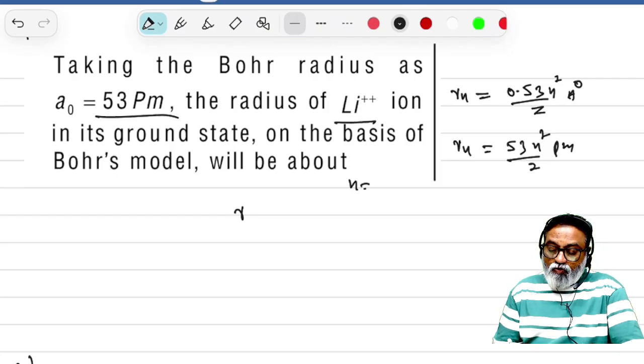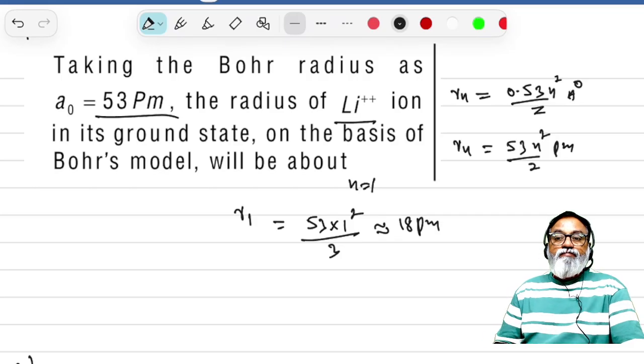Ground state means n is equal to 1. Therefore, R1 is equal to 53 into 1 square. For lithium, Z is equal to 3. Therefore, it is approximately 18 picometer.